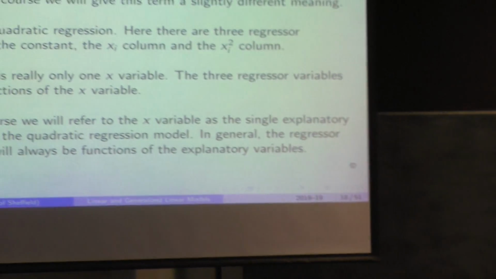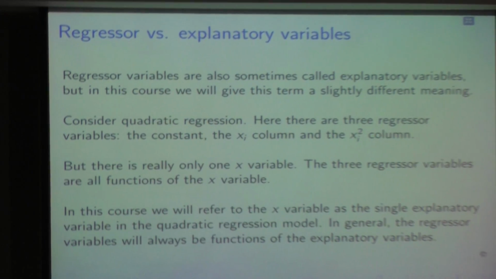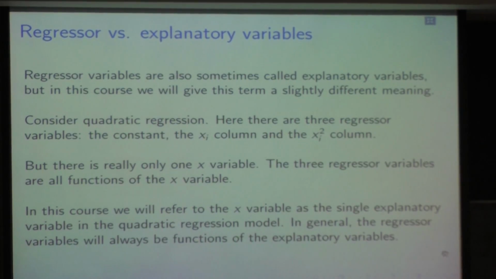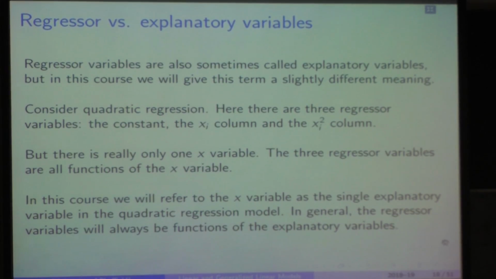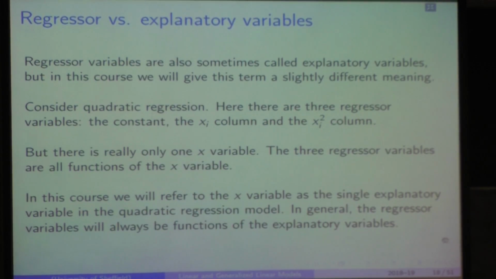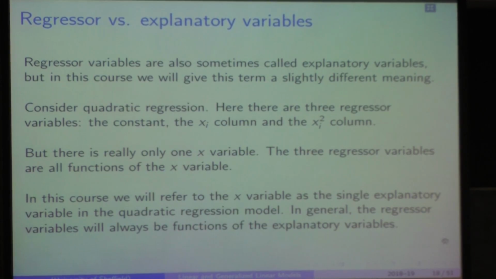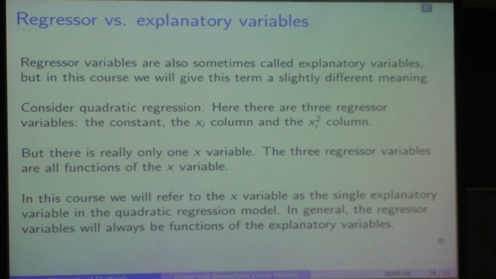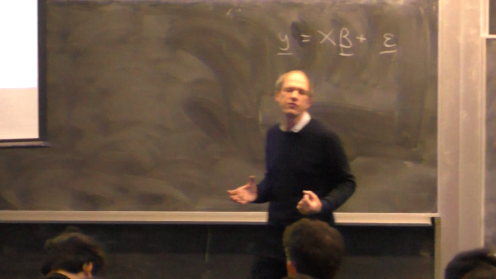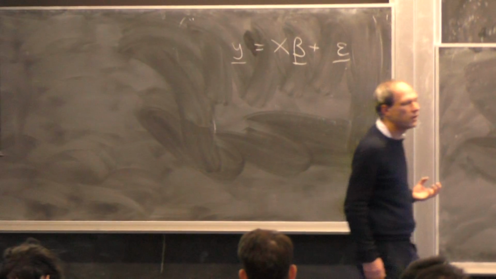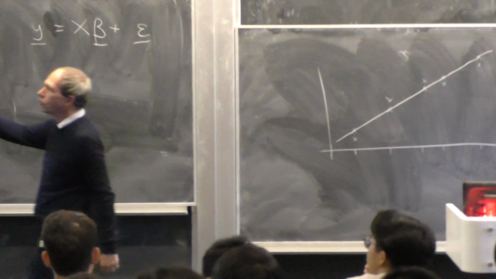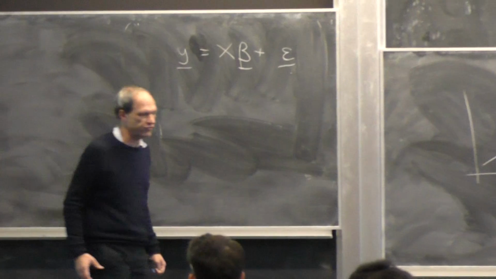So what I'm going to do is use the phrase explanatory variables for the actual original variables themselves, and the phrase regressor variables for the functions of them, potentially including a constant, which appear in the design matrix X. So in quadratic regression, we have 1 explanatory variable, but 3 regressor variables. In multiple regression, we have r explanatory variables and r plus 1 regressor variables. And the regressor variables are always going to be functions of the explanatory variables.